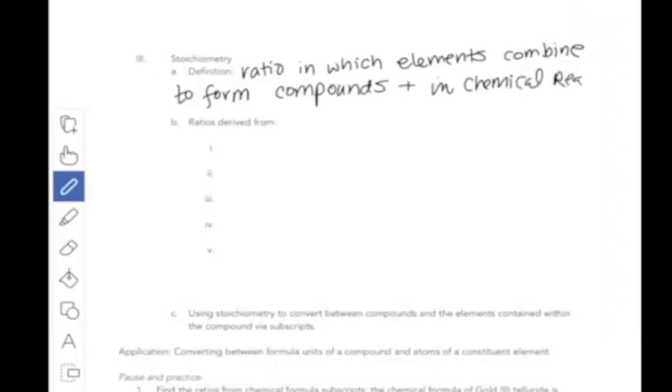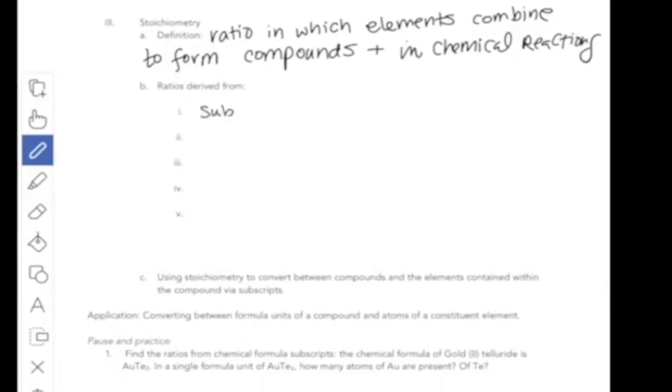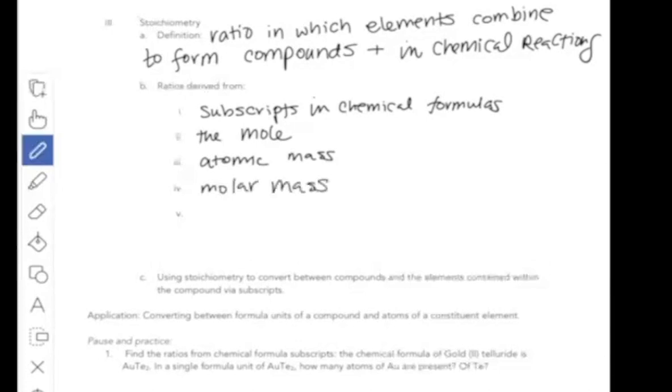But when we use moles, are we limited to staying within one pure substance? No, we're not. And that's where the beauty of stoichiometry comes in. Stoichiometry is the ratio in which elements combine, both in compounds and in chemical reactions. So far, we've seen stoichiometry come into play through subscripts in chemical formulas, the mole, with the atomic mass of an element, the molar mass of a compound, and in this video, we'll see stoichiometry also come into play with the coefficients in chemical equations.